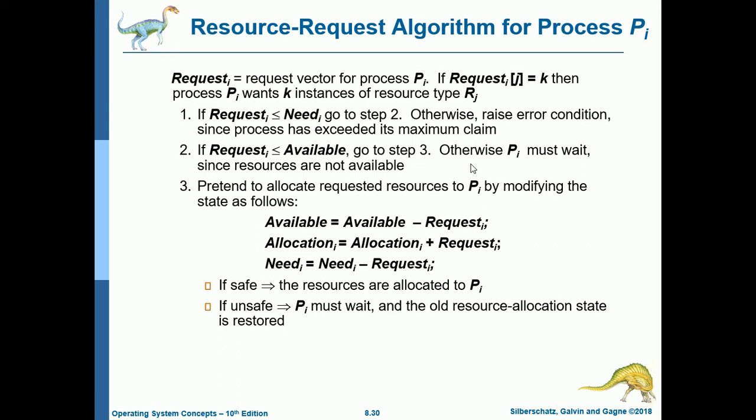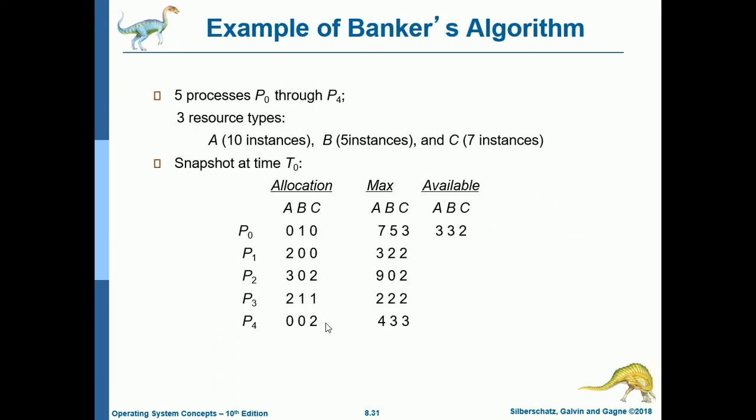Pretend to allocate the requested resources to P sub i by modifying the state as follows. We modify available to be available minus request. Allocation is equal to allocation plus request. And then need sub i is equal to need sub i minus request. If safe, the resources are allocated to P sub i, if of course they are still available. If unsafe, P sub i must wait and the old resource allocation state is restored.